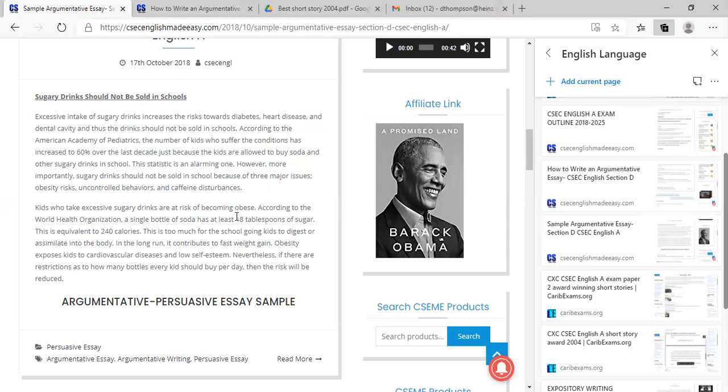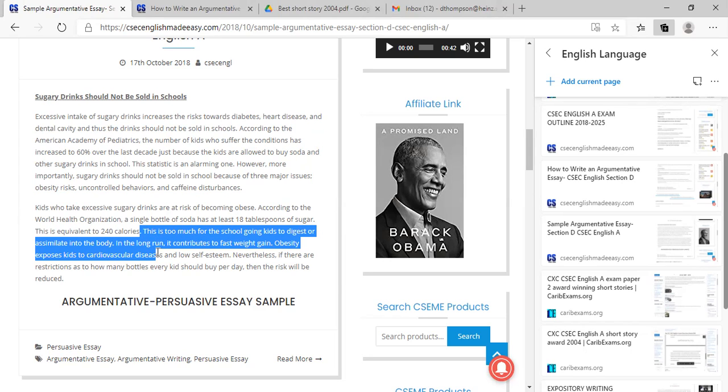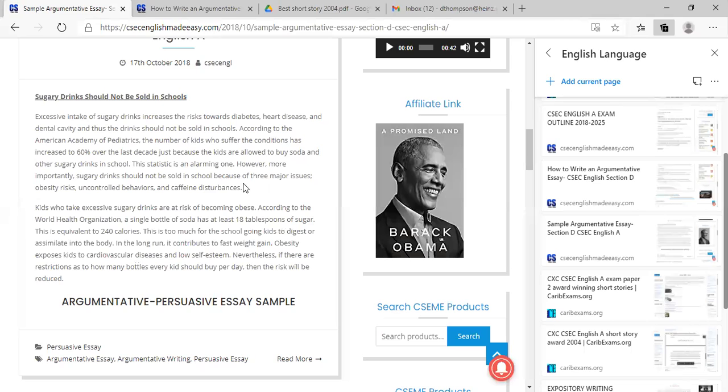So you say, according to the source, women are likelier to get X, Y, and Z, and that's why you believe from now in schools it should be removed. All right, and then that would be a good paragraph. So just wrap up on the second, the third one, which is caffeine disturbance, right?